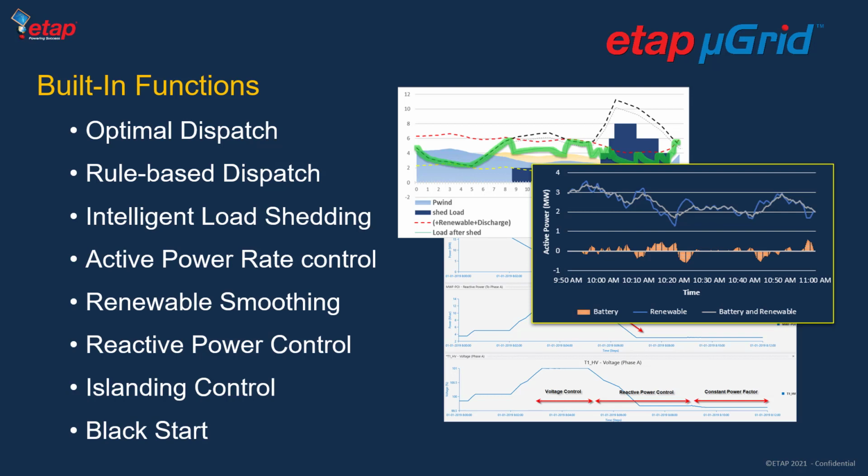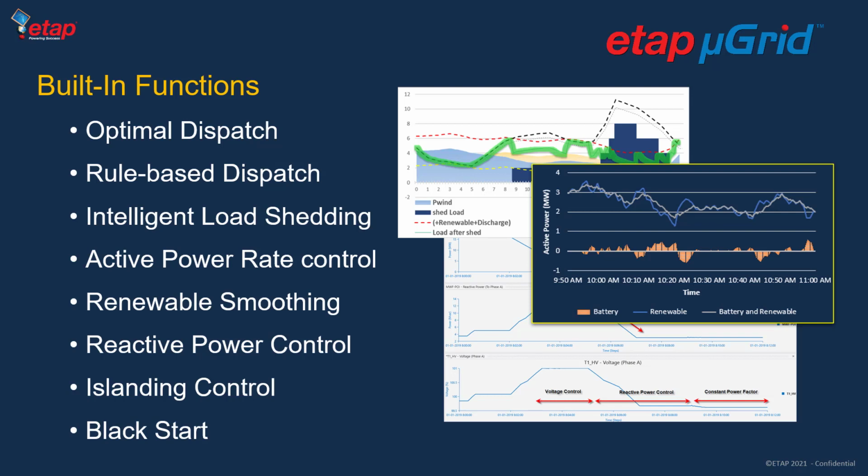Now the intelligent load sharing is optimal, so the system decides how much load needs to be shed or curtailed, and determines the best combination of loads to shed within milliseconds. So the response time, we're talking about between 10 to 40 milliseconds depending on the size of the system and the communication protocols available. There's also active power rate control, renewable smoothing, reactive power control, islanding control, and also black start.